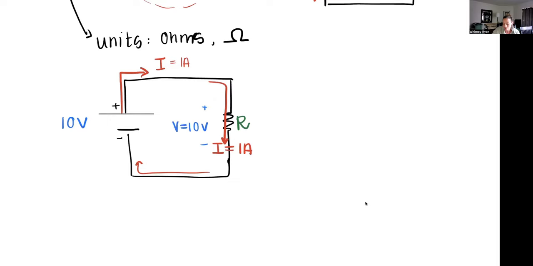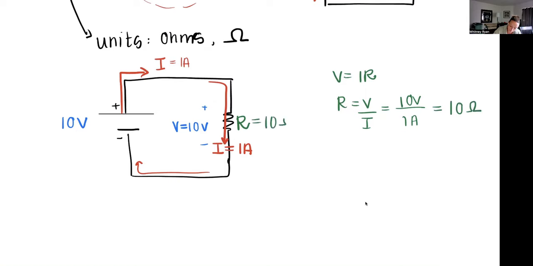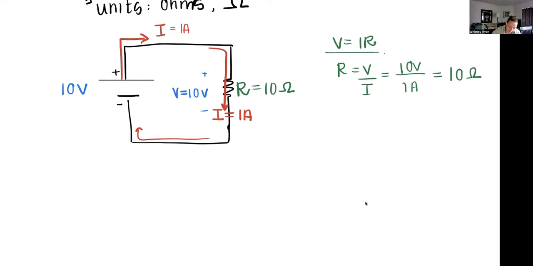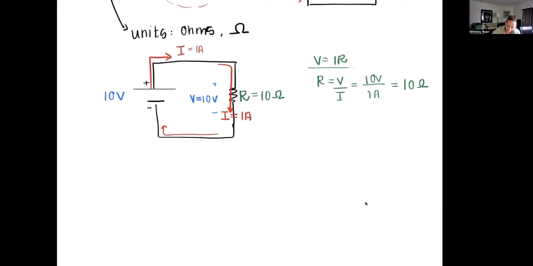If I have I and V, I can find R because I have Ohm's law. V equals I R, so R is equal to V divided by I, which in this case is 10 volts divided by 1 amp, which is 10 ohms. Not too bad, just using one tiny equation for that. But now you know how to draw the picture of a circuit as well. I kind of just did the example there, so we can move on from there.